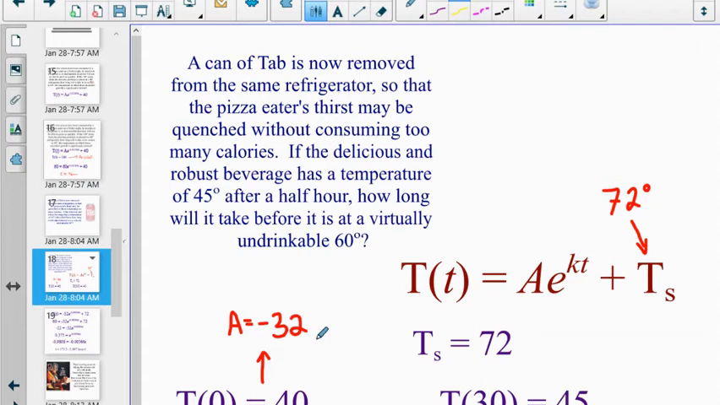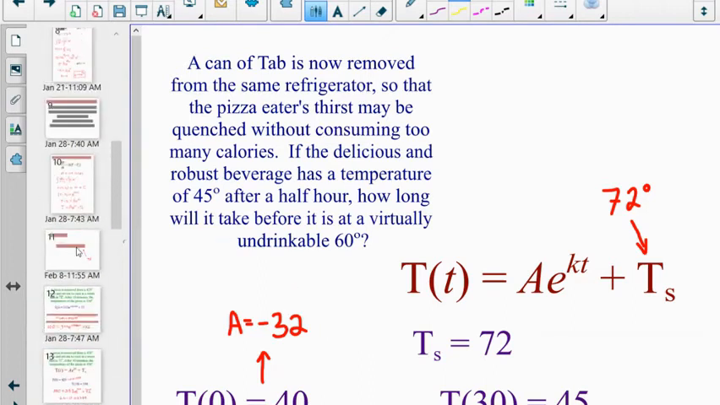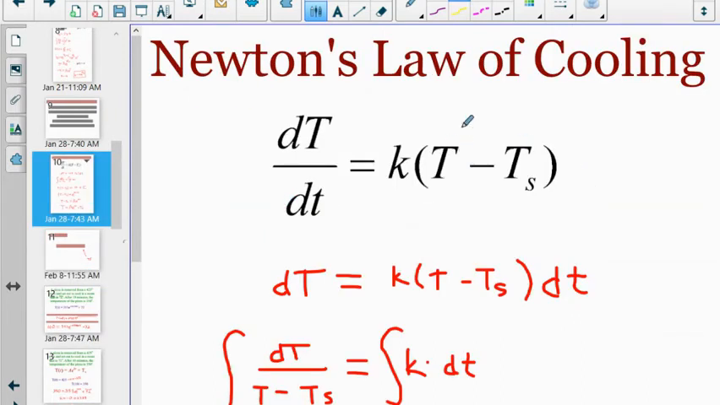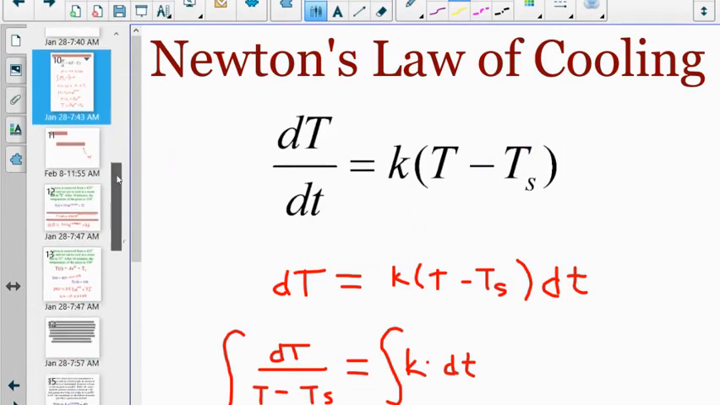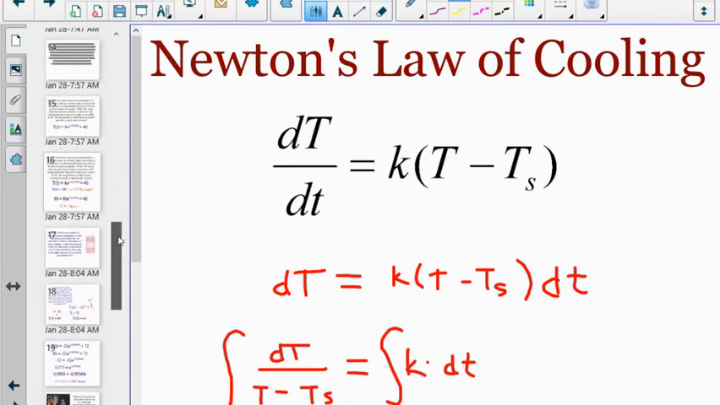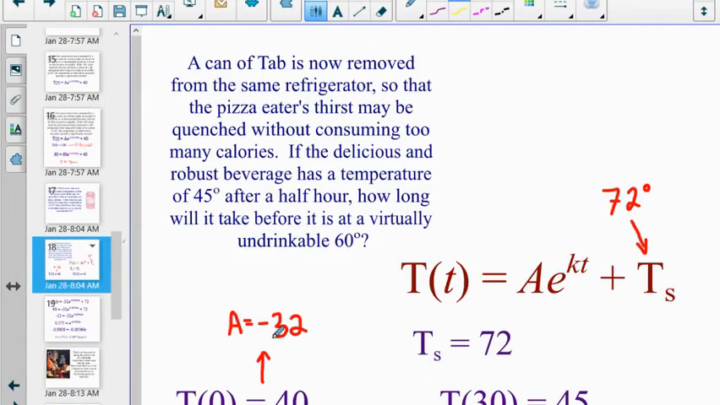And I mentioned in class, if I change around the order of my uppercase T's in my very first differential equation, if I make this t sub s minus t, it would change the sign on our constant a. So because I chose to do t minus t sub s instead of t sub s minus t, I'm getting this negative value for my constant. But anyway, either way it would be okay.